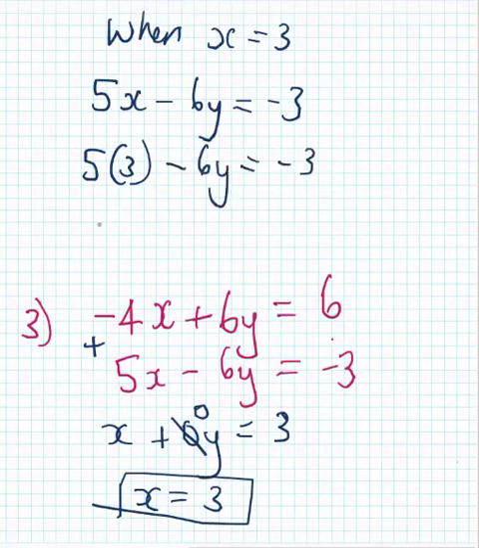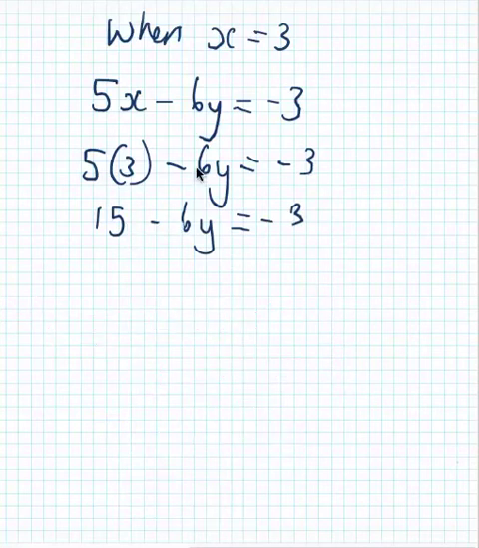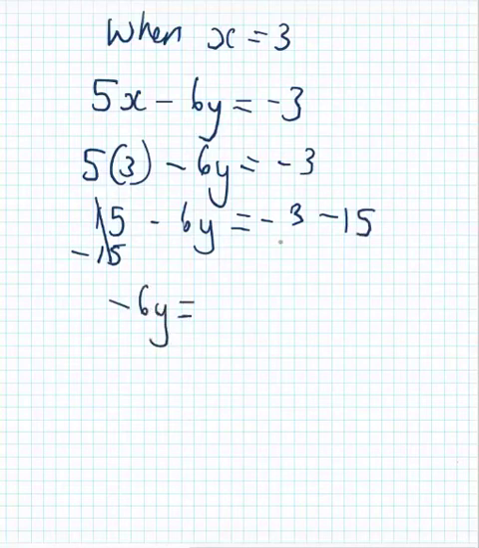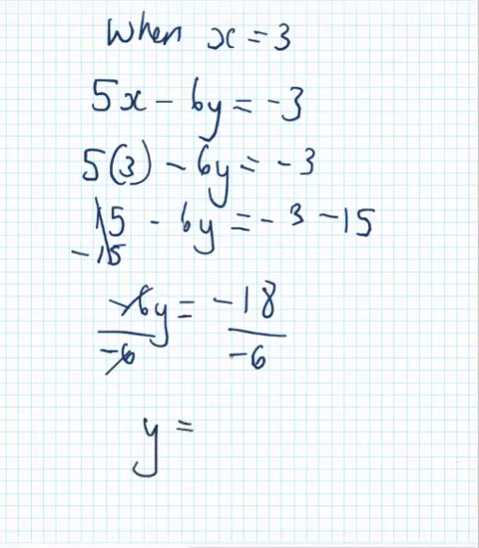5 times 3 is 15, so I'll have 15, take away 6y to give me -3. My next step now is to take away 15. So I have -6y equals -3, take away 15, that's -18. Divide by -6, divide by -6, and finally 18 divided by 6 is 3, and two negatives make a positive, and I have found my answer. So y also happened to equal 3.